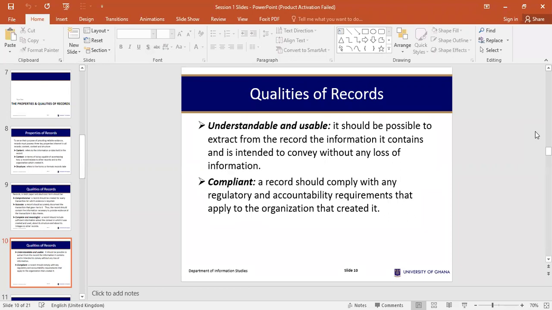So a record should comply with any regulatory accountability requirement that applies to the organization that created it. For accountability, for instance, financial issues, there are international standards on how to capture certain financial dealings, but organizations too can have their own way of going about doing it. Unique to that organization, it means that a record that documents such issues, such transactions, should follow that organization's rules or regulations.